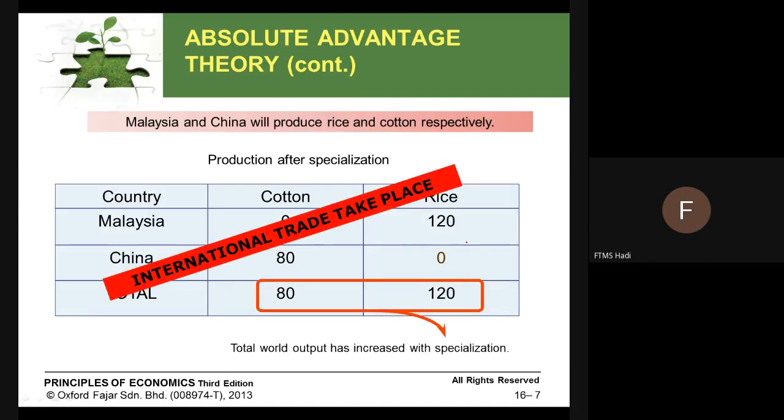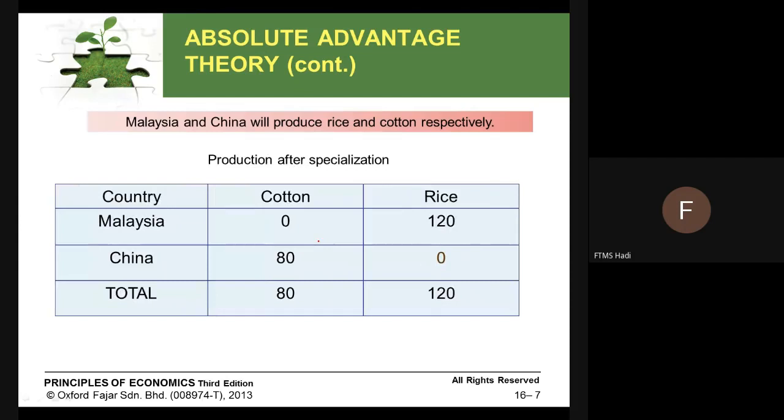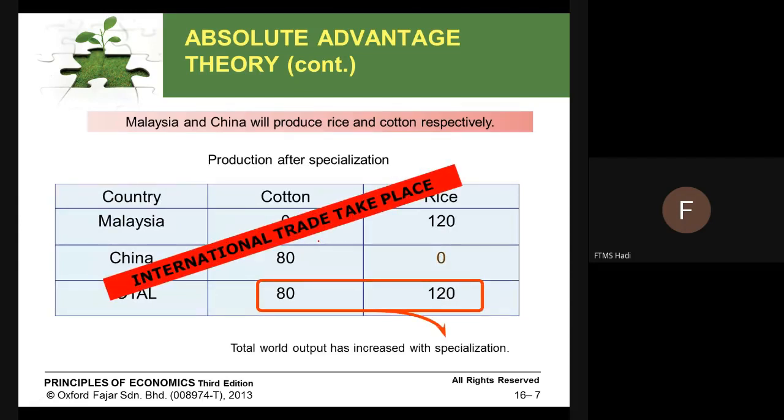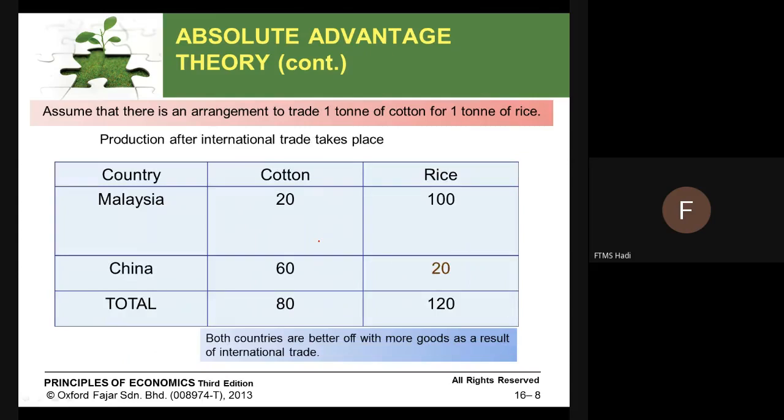International trade takes place. That means Malaysia will trade with China in terms of cotton and rice. Total world output has increased from the specialization. Cotton is far better produced by China, and rice is far better produced by Malaysia. Assume there is an arrangement to trade 1 ton of cotton for 1 ton of rice. So as you can see here, 30, 20. This is from the earlier one, before specialization. Both countries are better off with more goods as a result of international trade. The quantity is far better, from 60 to 80 and then from 80 until 120.